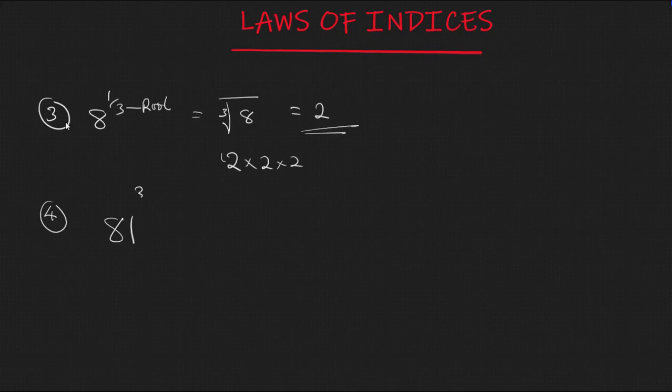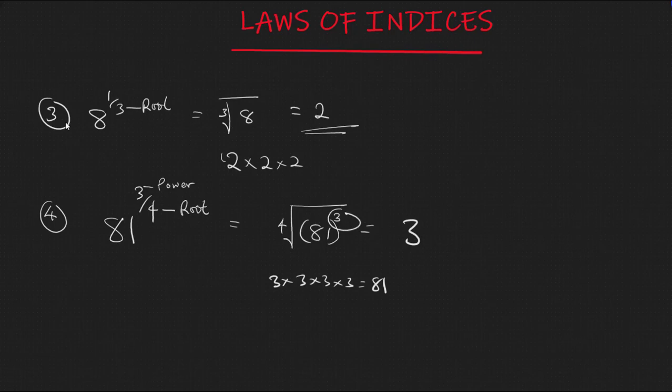The fourth question is 81 to the power of 3 over 4. Remember that the denominator becomes the root and the numerator becomes the power. So we have the fourth root of 81, all to the power of 3. What is the fourth root of 81? What number do we multiply 4 times to give 81? It is 3, since 3 times 3 times 3 times 3 is equal to 81. So the fourth root of 81 is 3. We still have our power of 3, and 3 to the power of 3 is 27. Right, the next question is 27. That's the fifth question.